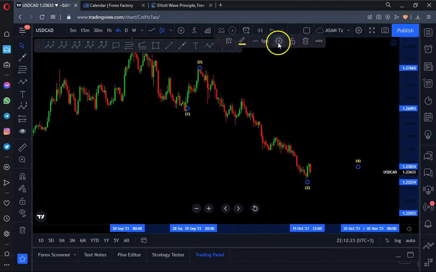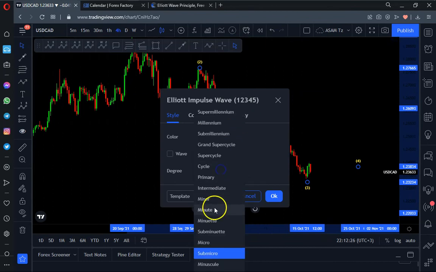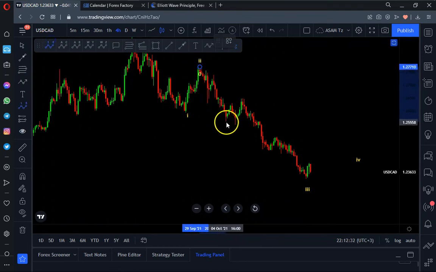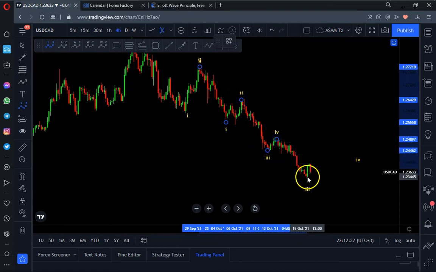So I can maybe add a degree for this one. Let me put this as a minute, and then I will have the internal counts. Now I will have internal counts for the third wave. Now this is the third wave. Now the fifth of the third wave.